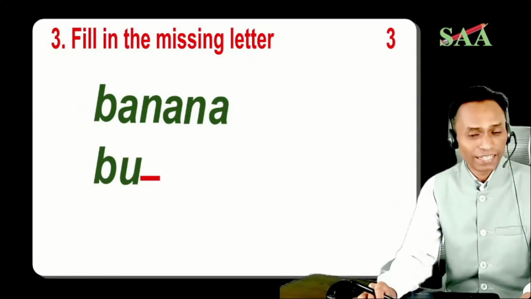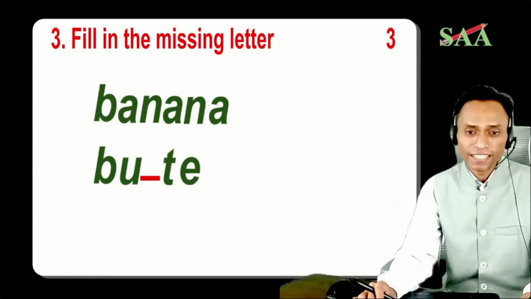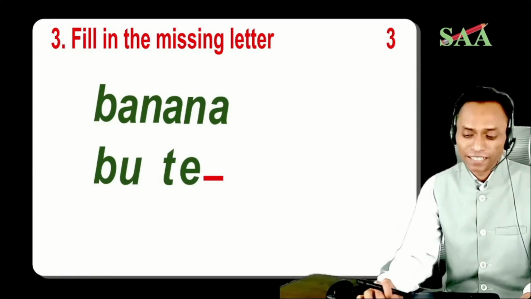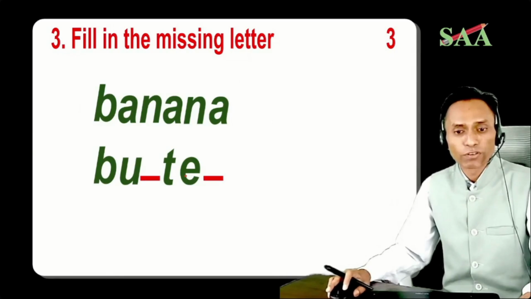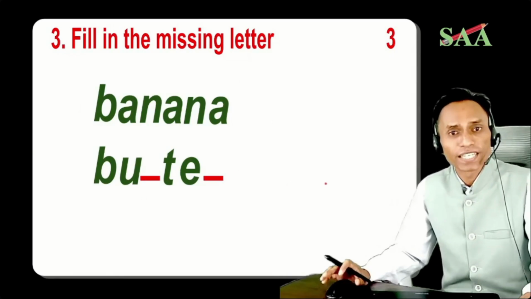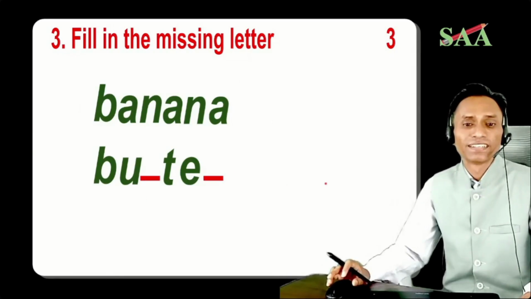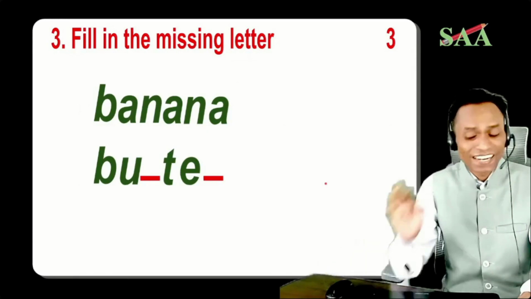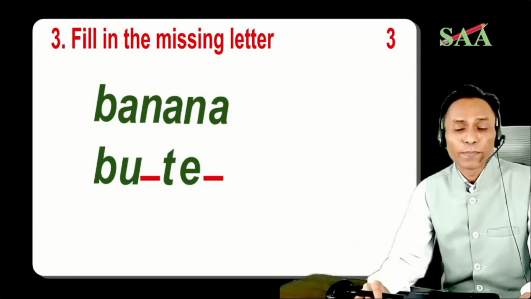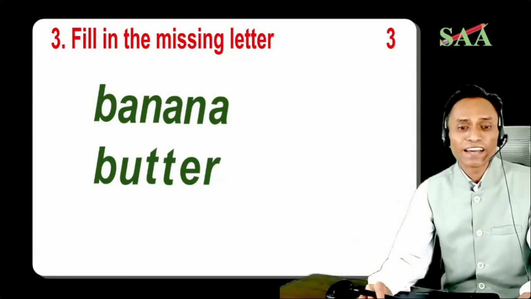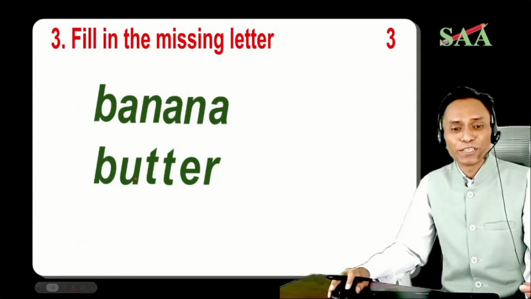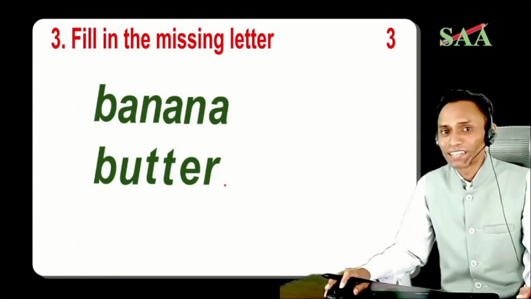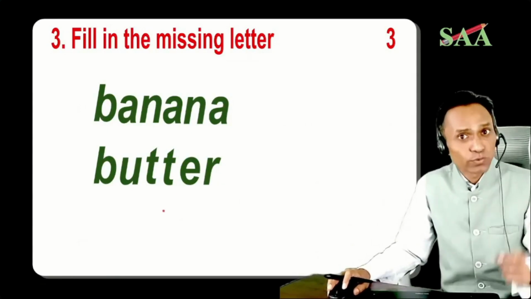P-U-T, blank, P-E, right? So can you identify the word? What will be the letter here? What are the missing letters here? Bread. This is not bread. Let's find the word. Okay. B-U-T-T-E-R. Butter. Bread and butter. Okay. Banana. The next word is butter.